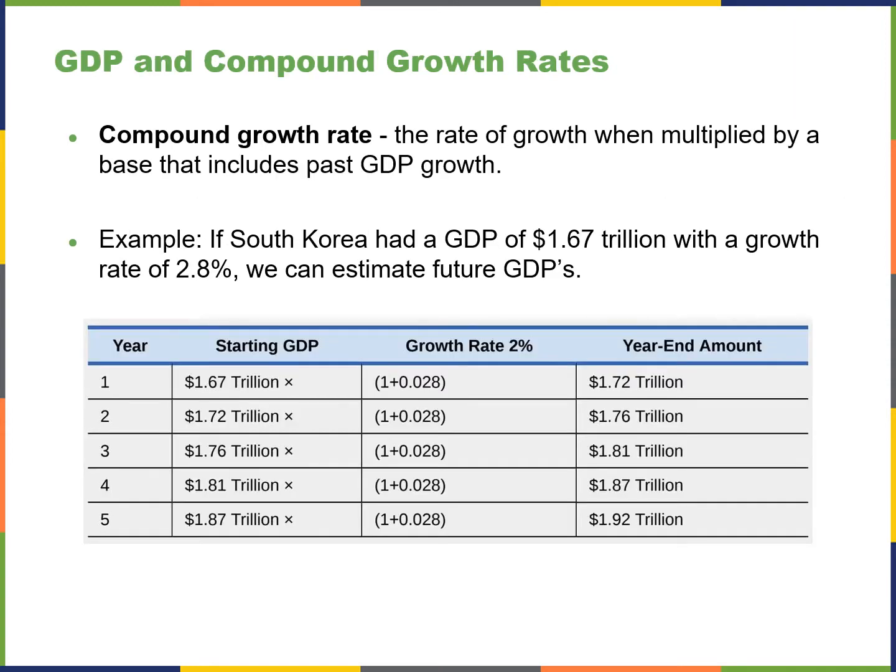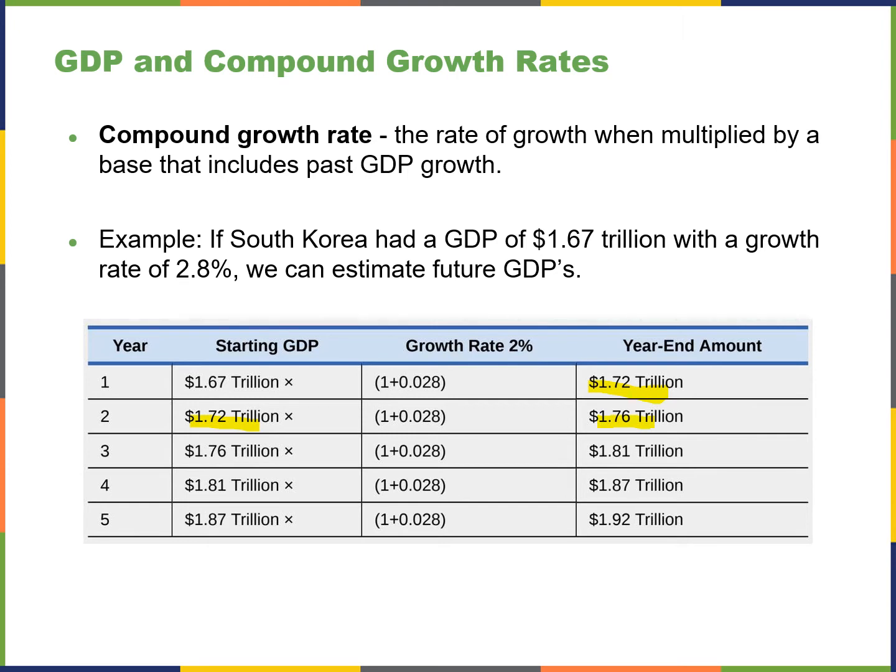Compound growth rate: basically, if South Korea had 1.67 trillion and a growth rate of 2.8%, we could begin to estimate what the future GDP would be like. So here you have 1.67 trillion times this, which is 1 plus 2.8%, and we just turn that into a decimal, 0.028. You can do that for each year. You take this number here, carry it back over here, do the same function again, then you'll get a new number, and it keeps carrying on downward.